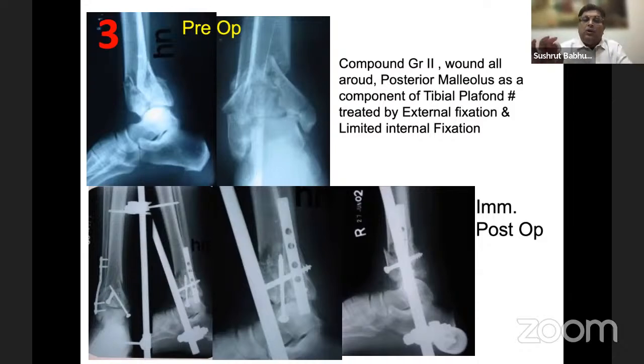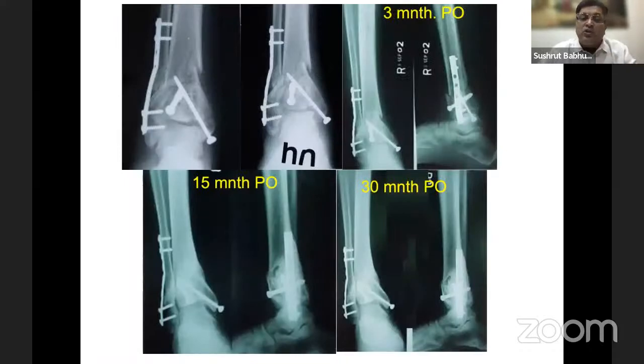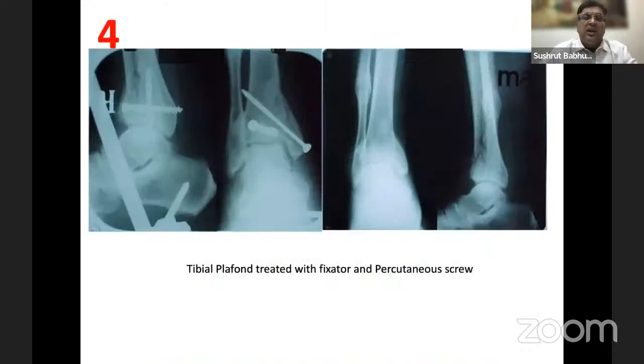But please do a limited internal fixation. Otherwise, reducing the tibial plafond and reducing this trimalleolar fracture, especially a proximally migrated posterior malleolus, can become tricky. And then, of course, you can go a few months down the line and do definitive fixation as here. Tibial plafond is very effectively treated by a fixator, but only fixator and minimal internal fixation can give rise to malunion and early arthritis. So that is not a preferred way today.